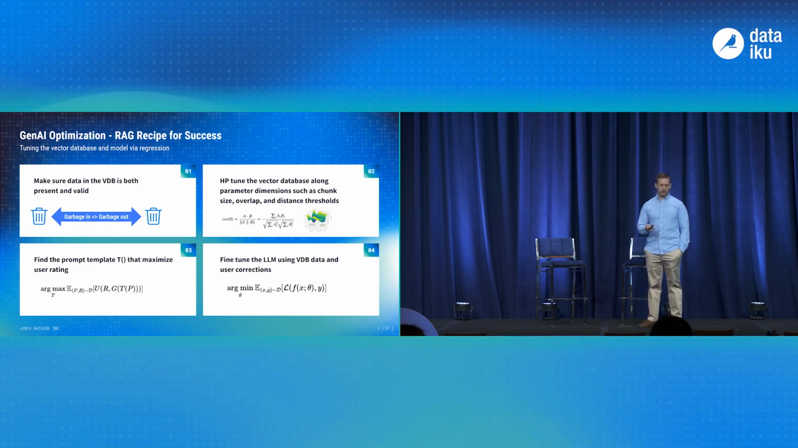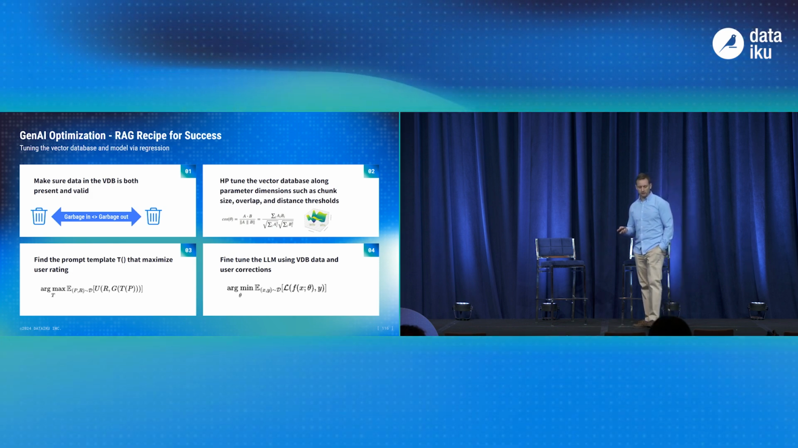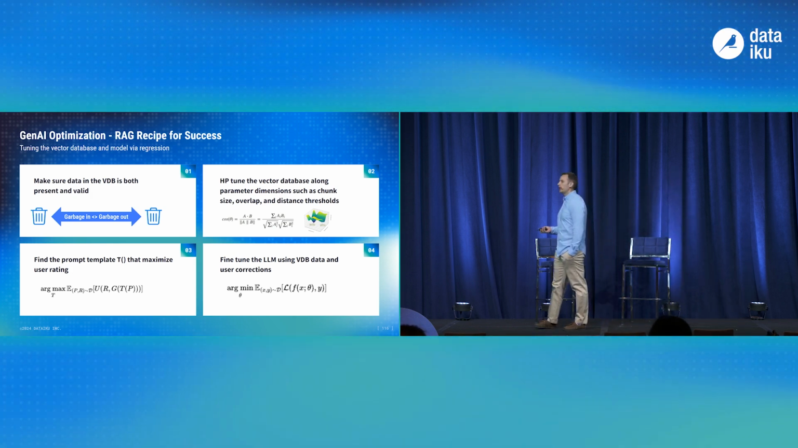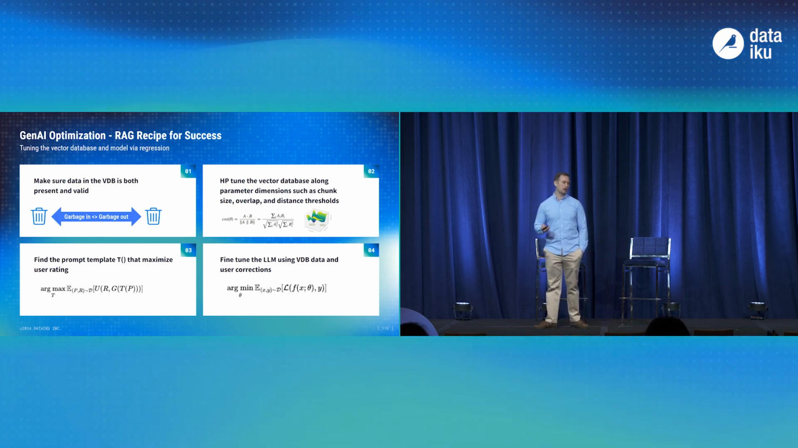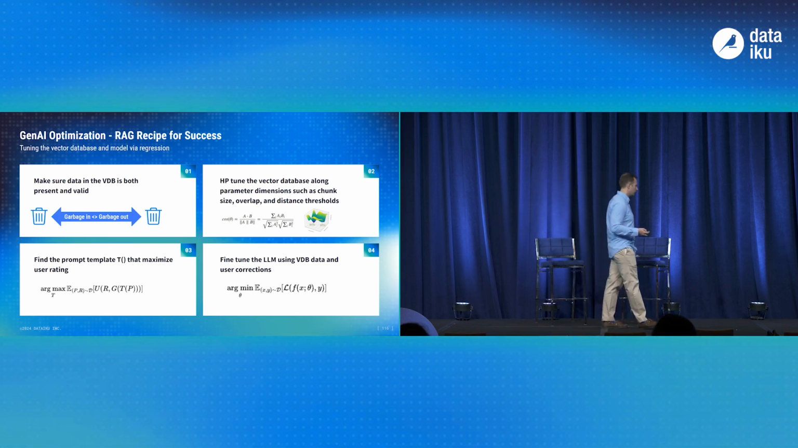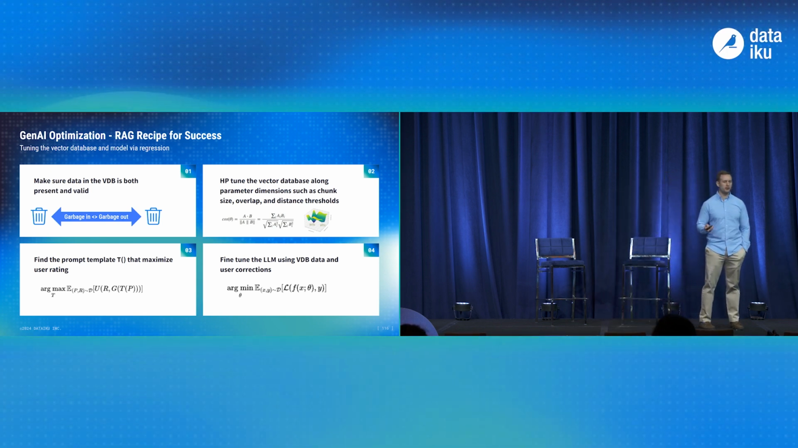The second little card I have here is around the vector database itself. There are a lot of decisions to be made when standing up a vector database. There are a lot of different options, both open and closed source vector databases, with pros and cons to each of them.